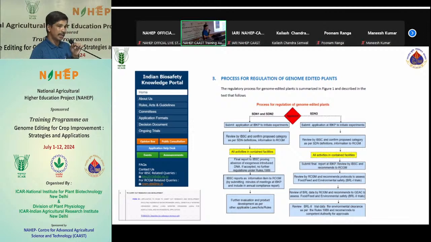Once the IBSC meeting approves, they will screen the details which you have given. After that, the IBSC sends it to RCGM. RCGM will again screen, and they will give one unique accession number. That one you have to keep a record of.